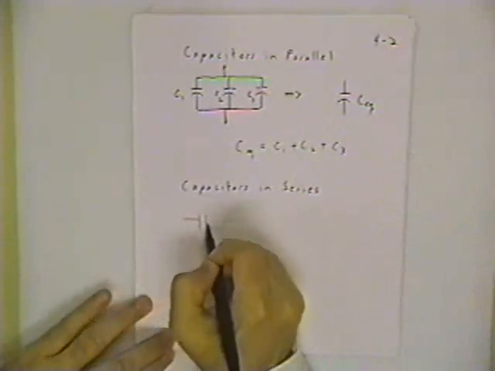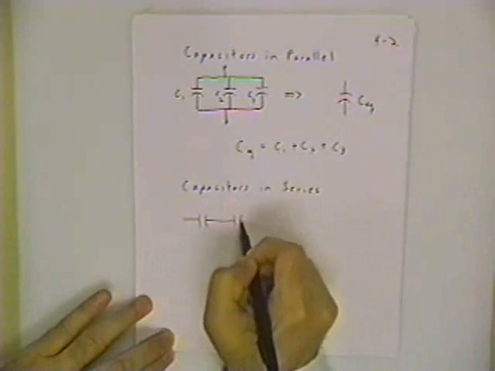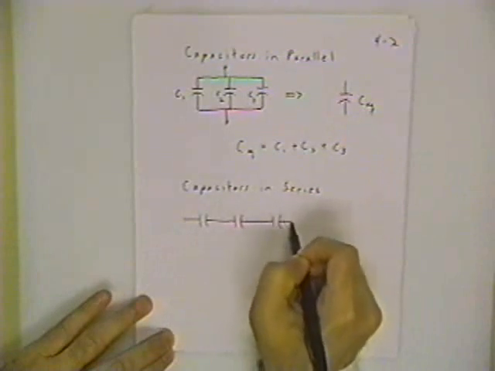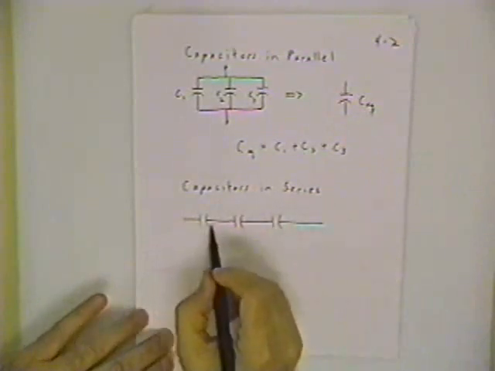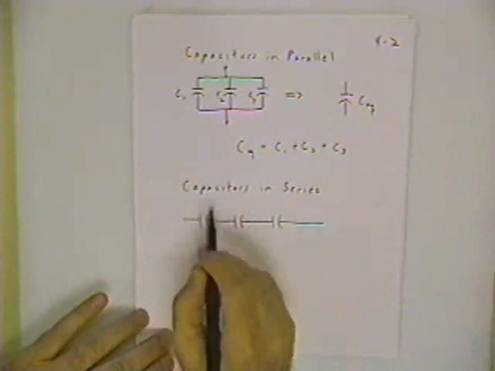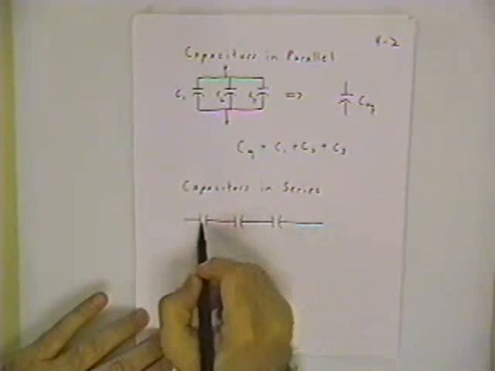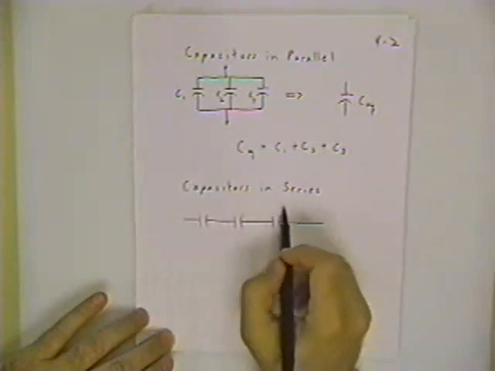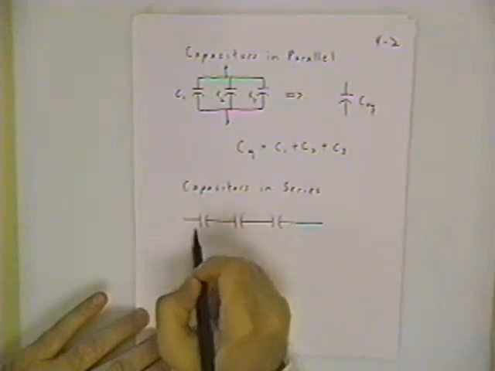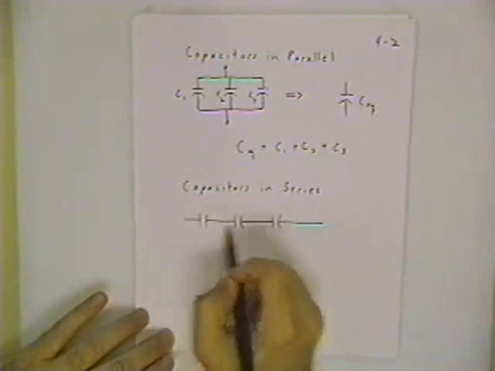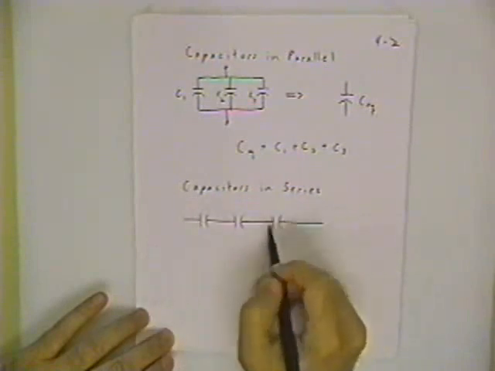Now, for capacitors in series, think back to the basic parallel plate model. What you're doing is keeping the cross-sectional area fixed as you go from one stage to the next. All these plates have the same cross-sectional area, but you're effectively increasing the gap between the most positive, the leftmost positive plate and the rightmost negative plate.